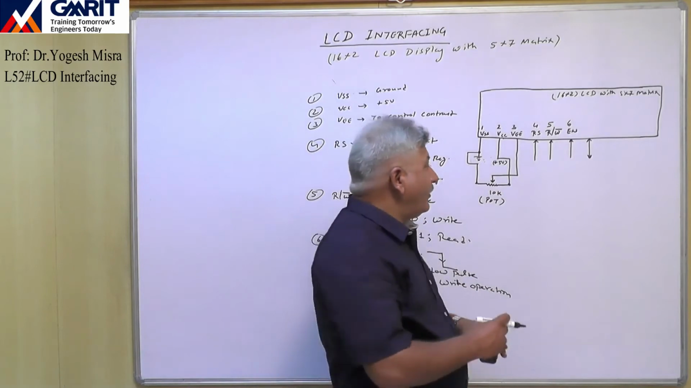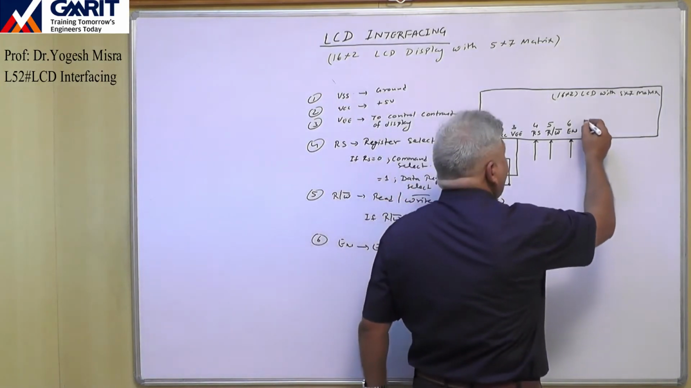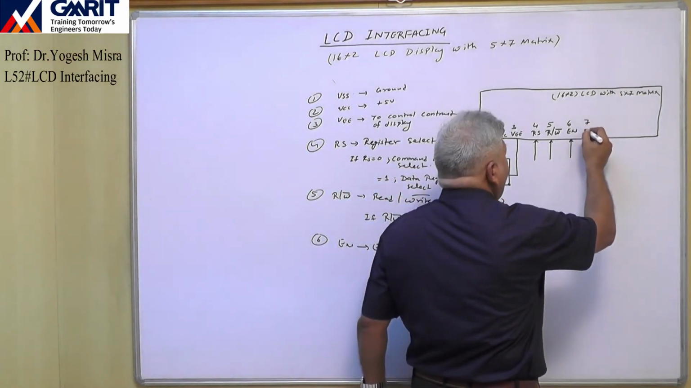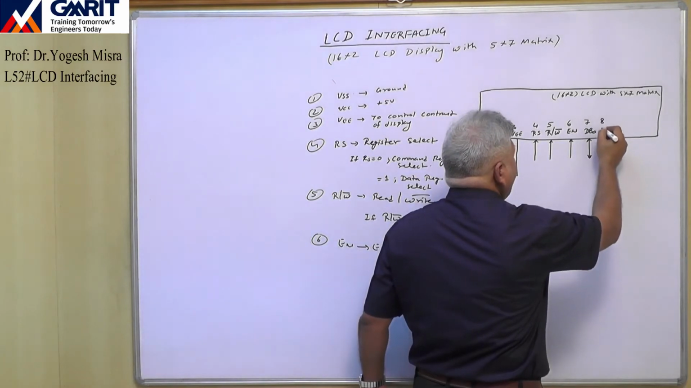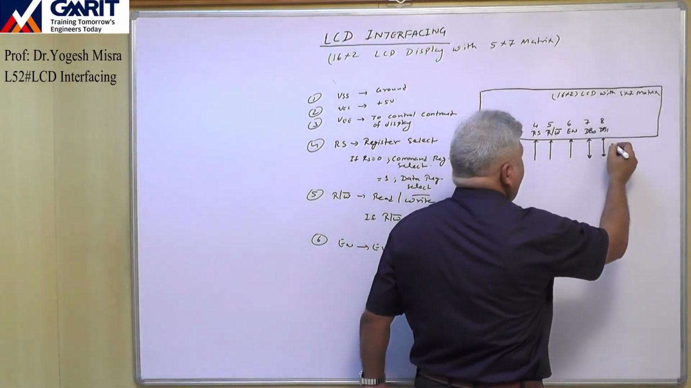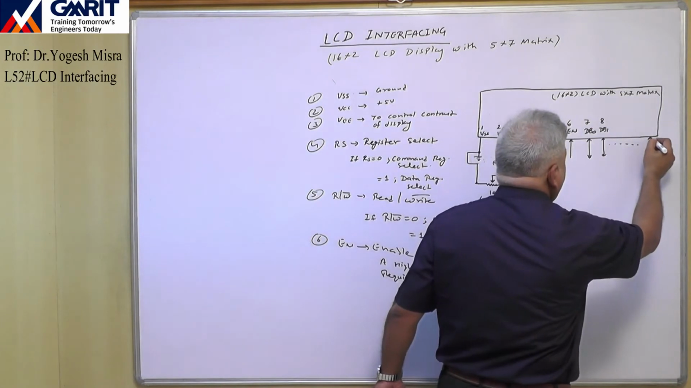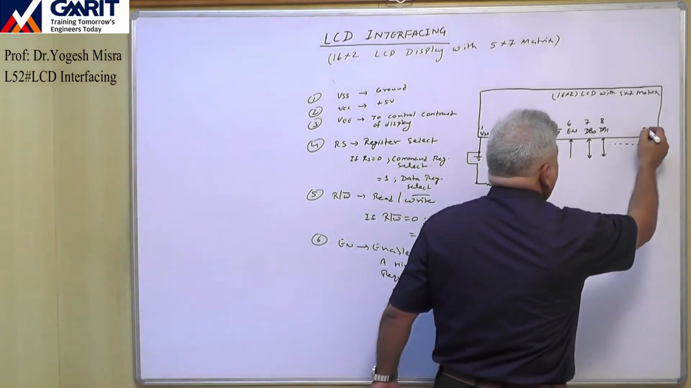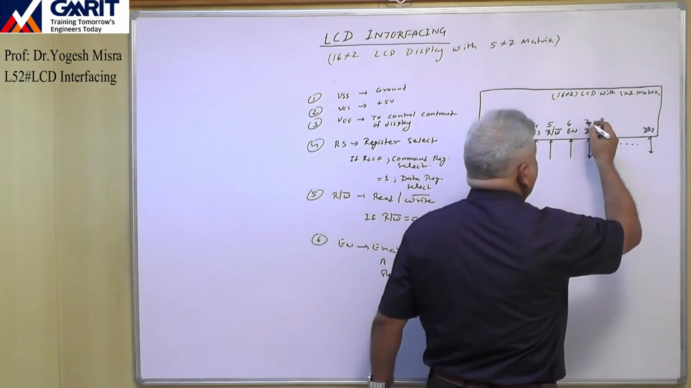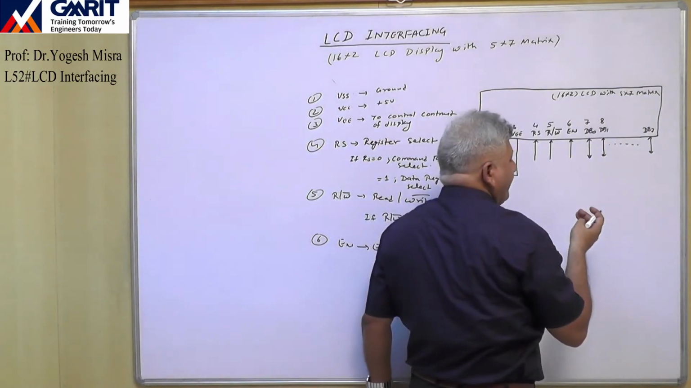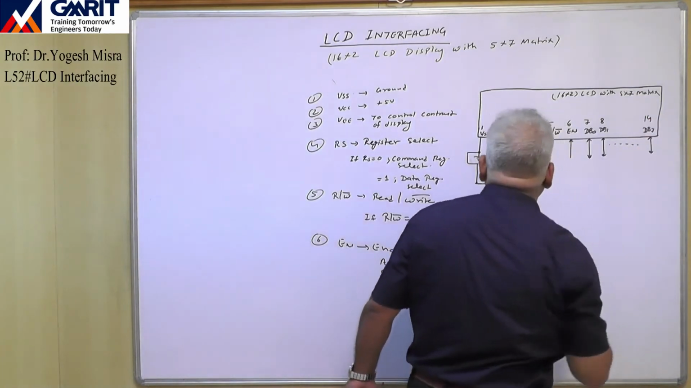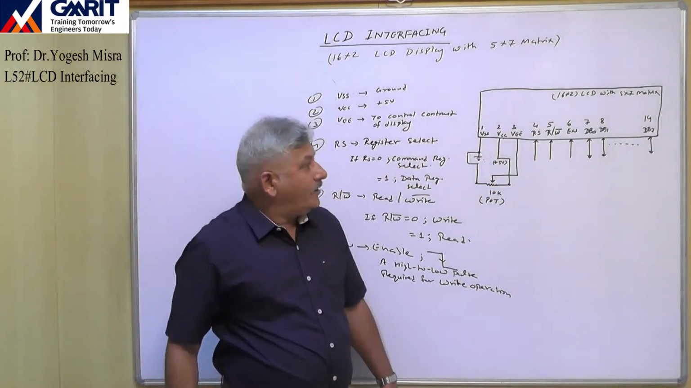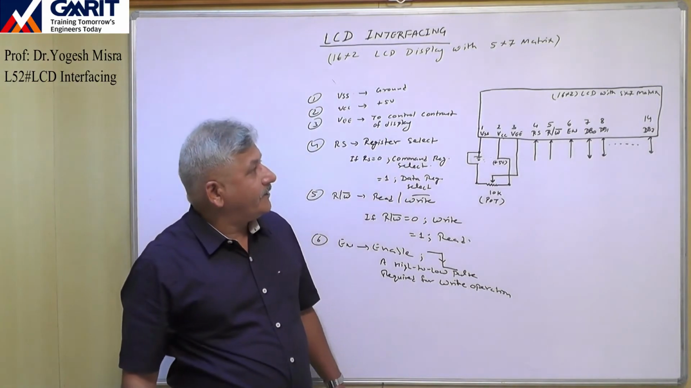So this is pin number 7, data bus number 0, pin number 8, data bus number 1, like this. There are 8 data lines, up to DB7. So 7, 8, 9, 10, 11, 12, 13, 14. So these are the pin descriptions of the LCD module.